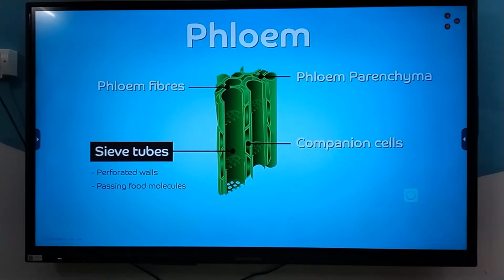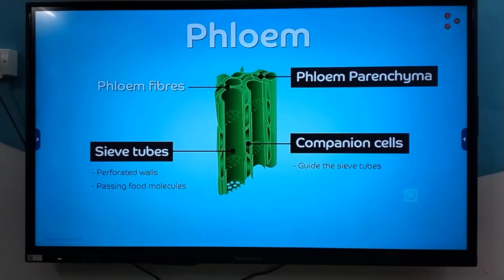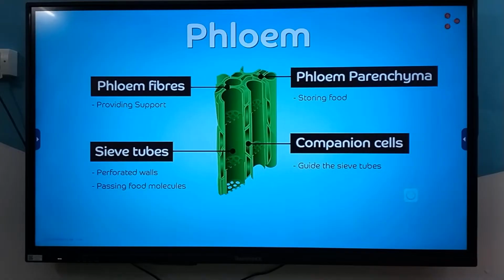But the pores will not know how much food is to be passed or in which direction. Hence, this process is regulated strictly by the companion cells present around the sieve tubes. They guide the sieve tubes with the amount and direction of food molecules to be passed through. Now you know why they're called companion cells, right? And the phloem parenchyma will be responsible for storing food whenever required. And the phloem fibers will similarly perform the function of providing support. Among all these cells, the phloem fibers are the dead ones, while others are living cells.